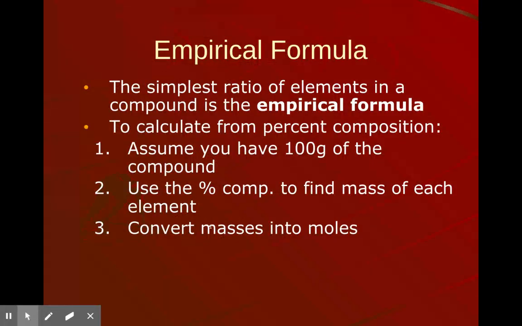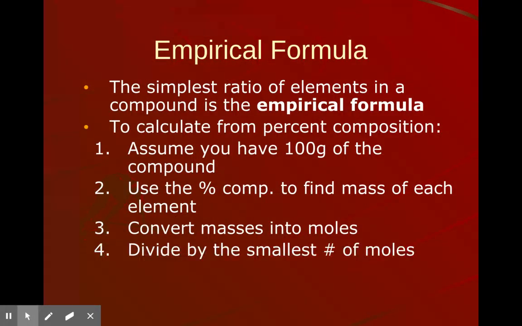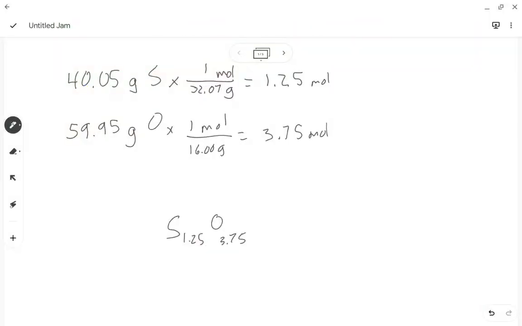The way we do that is with item number 4, where we're going to divide everything by whichever number is the smallest. So the smallest number we have out of 1.25 and 3.75 is 1.25. So we divide everything by 1.25 and we get 1 and 3. So that means that our new empirical formula is S1O3, or sulfur trioxide.